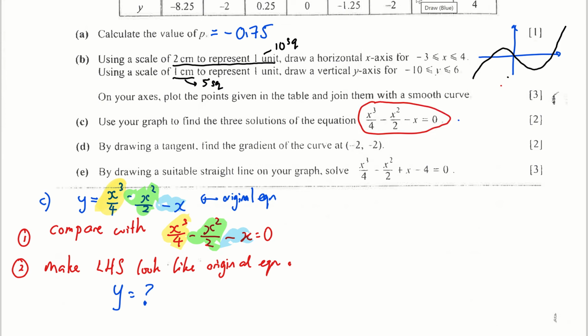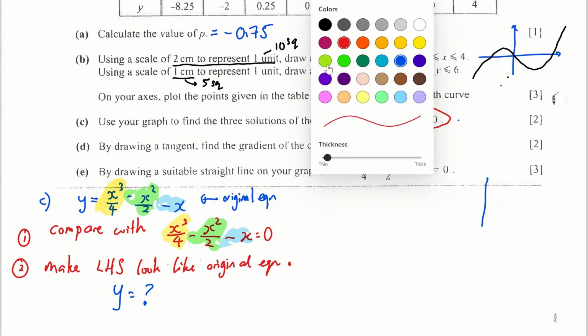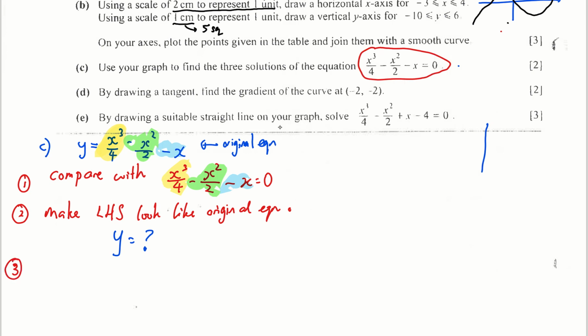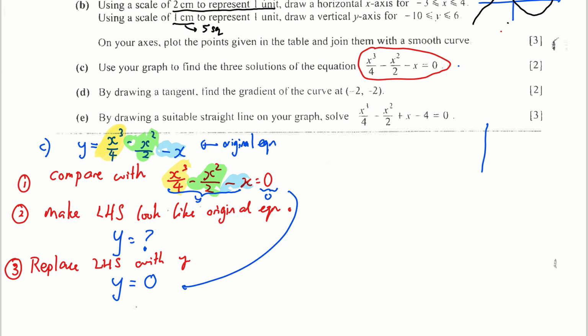So what I will do is replace the left hand side with y. Since everything is the same, it's easy. Y is equal, because the entire thing here looks like y, right? And here is 0, right? So y equals 0. So what are we doing, and why are we doing this?